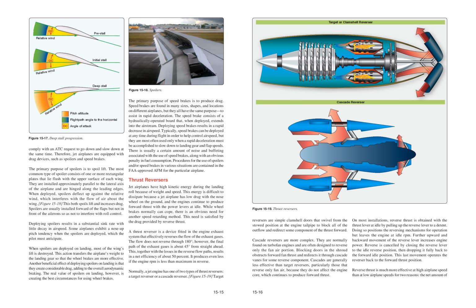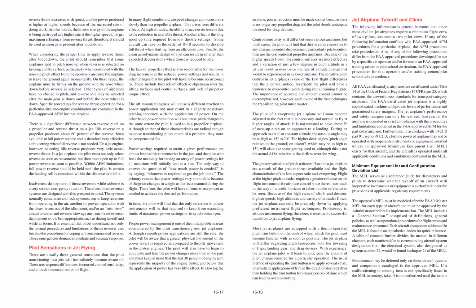Reverse thrust is much more effective at high airplane speed than at low airplane speeds for two reasons. Reverse thrust increases with speed, and the power produced is higher at higher speeds because of the increased rate of doing work. In other words, the kinetic energy of the airplane is being destroyed at a higher rate at the higher speeds.